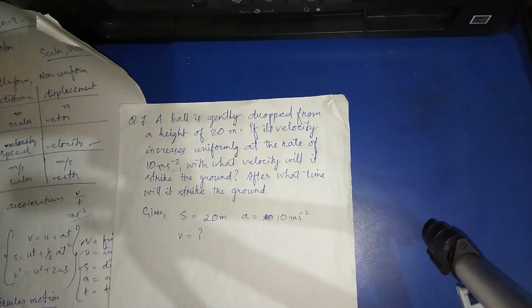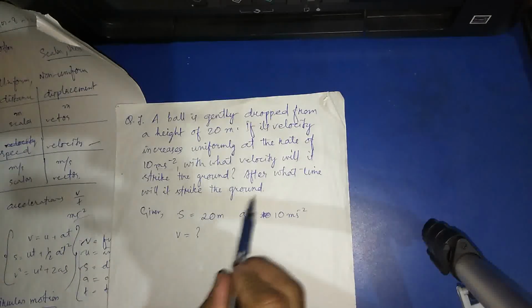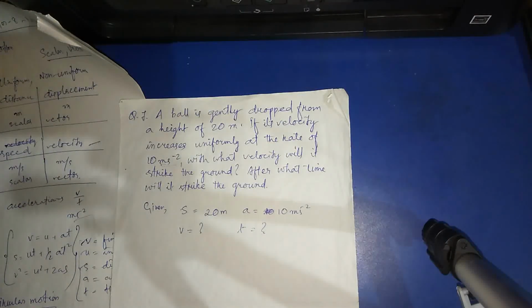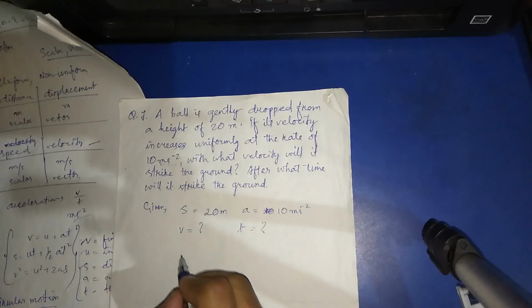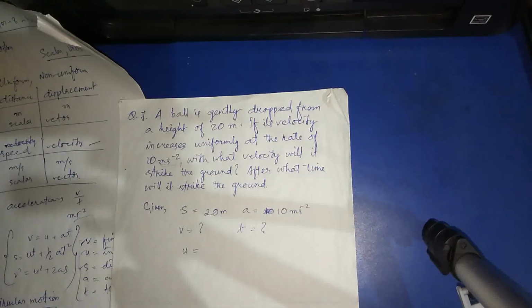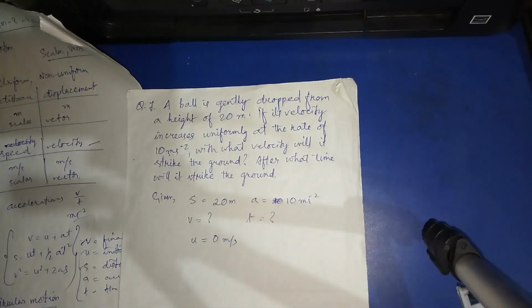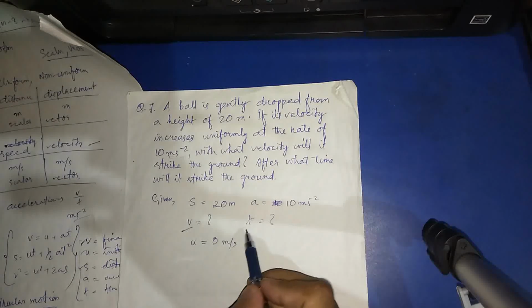Okay, and we are also asked to find after what time it will strike. So the time also we have to find. But then you just see, the body was gently dropped from a height of 20 meter, so initially the ball was at rest. In the beginning it was at rest, then only it was released. That's why u will be 0 meter per second. Clear? Now we have to find v, we have to find t.